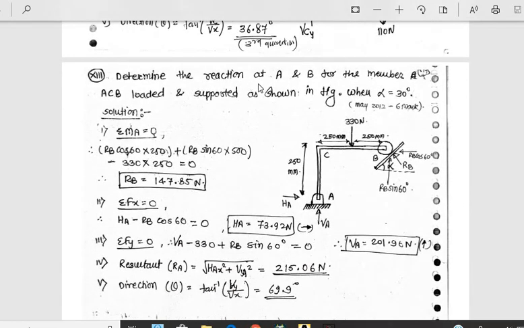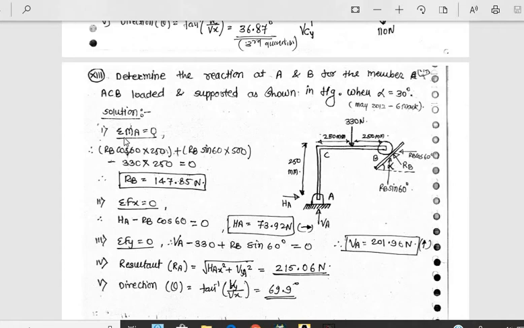Now next problem: determine the reaction at A and B for the member ACB loaded and supported as shown in the figure when alpha is equal to 30. Now see, this is the inclined roller. When we discussed the types of support at roller, the reaction is always normal to the plane. So it is normal, RB. But that we have to resolve. This becomes RB sin 60, RB cos 60. This becomes alpha, alternate angle.